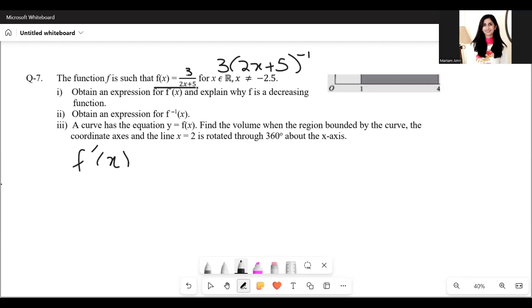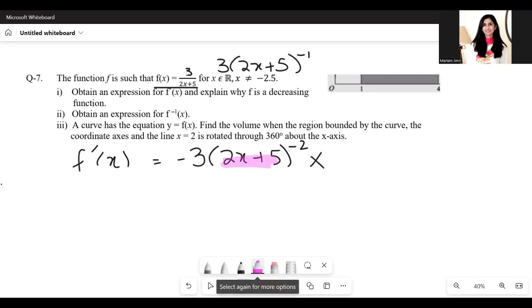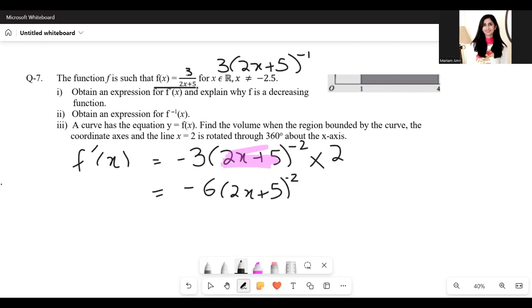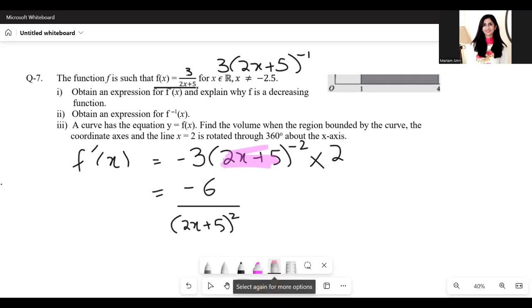Now I'm going to differentiate this. The minus 1 will come down and get multiplied with 3, giving minus 3. Then the power gets reduced by 1, so minus 2. And then we multiply by the derivative of 2x plus 5, which is 2, outside. So the derivative is minus 6 times (2x plus 5) to the power minus 2. I'm going to take this to the denominator, so (2x plus 5) squared in the denominator. This is the value of f prime x, the derivative of f(x).